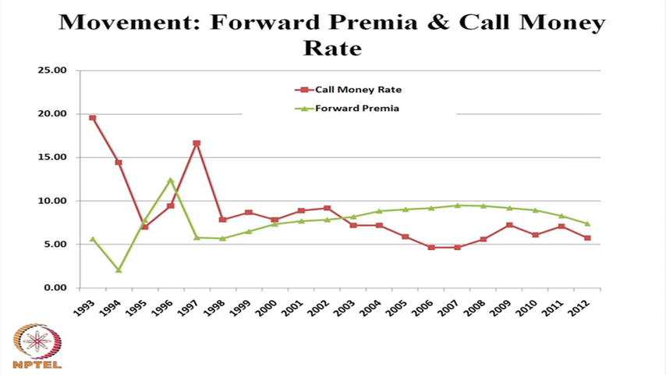Arbitrage opportunities are possible if the deviation between the call rate and the forward premium is very large, beyond the transaction cost. So, we have put the graph of forward premium and call money rate, and this discrepancy has been reducing over the years, which indicates the progressive nature of financial sector integration.